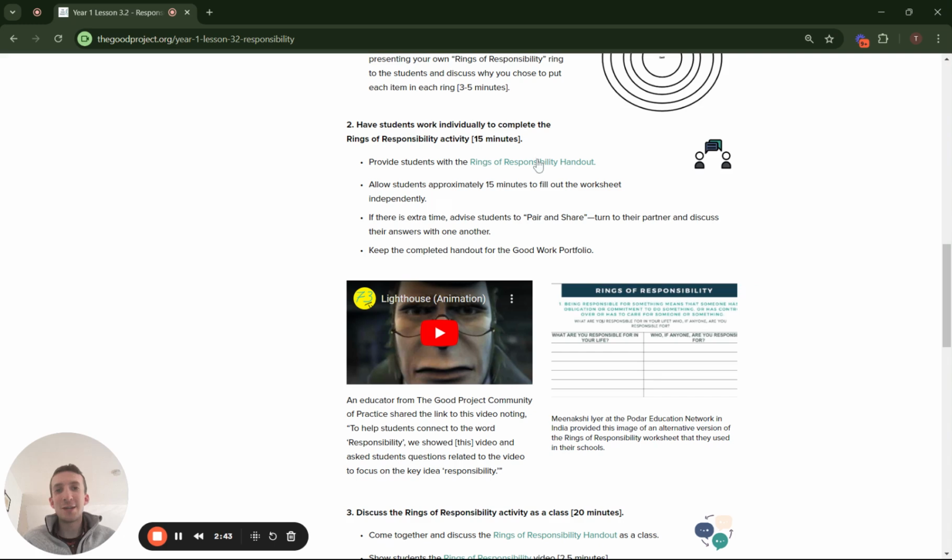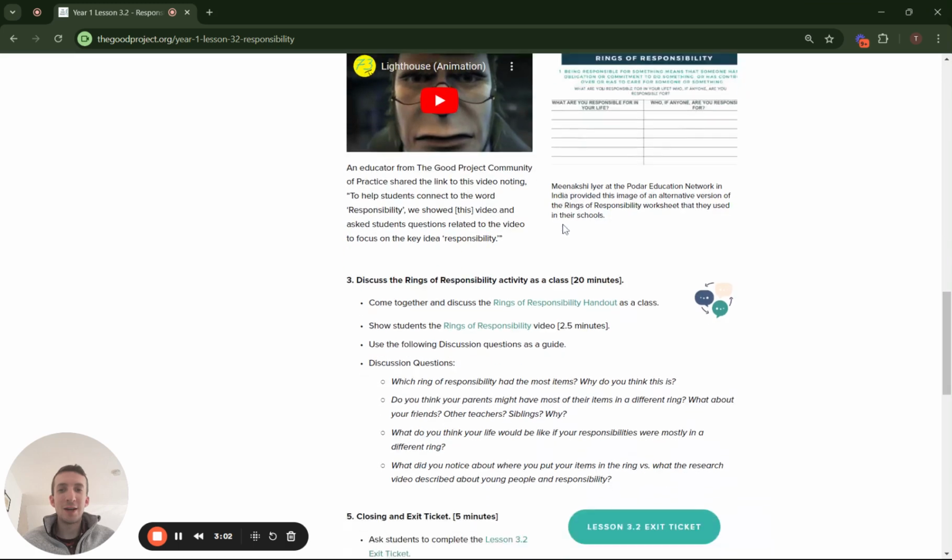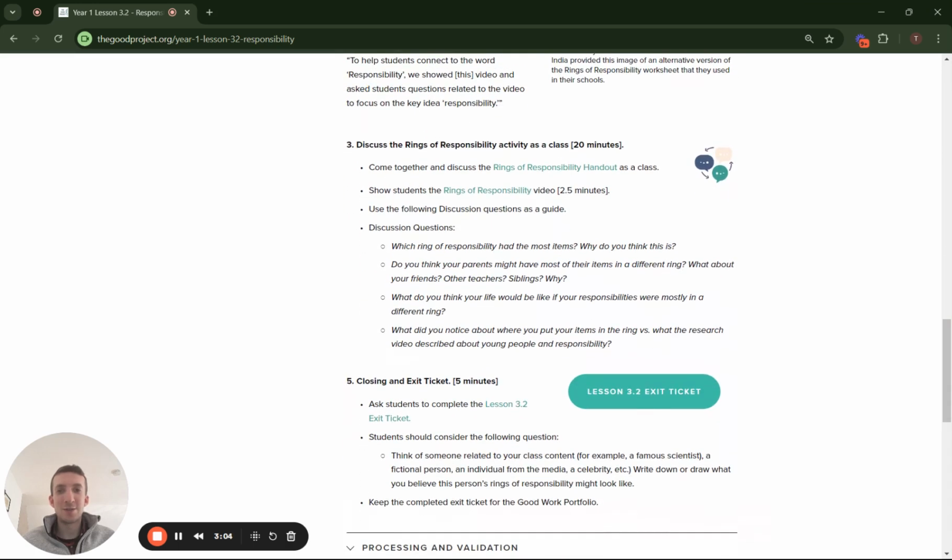So there's a handout here with the Rings of Responsibility on it. Students get a decent amount of time, 15 minutes or so, which you can stretch or shrink depending on your students, to fill that out and to actually map their own responsibilities. And then if there's extra time, you can have students pair and share. If not, you can just move on to discussing the Rings of Responsibility as a class.